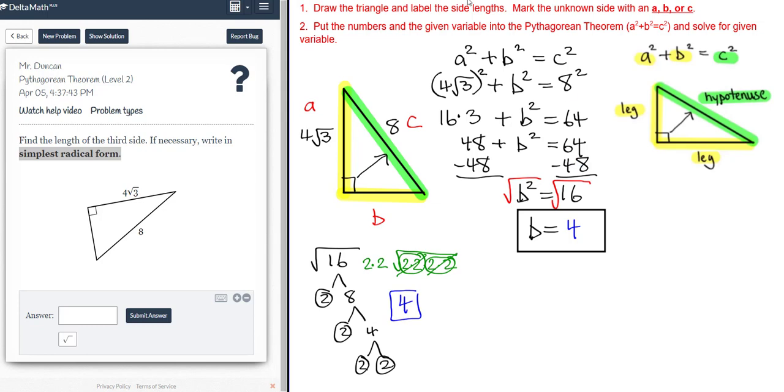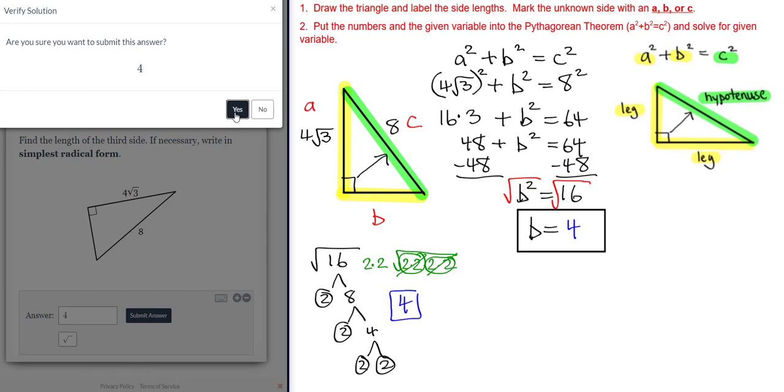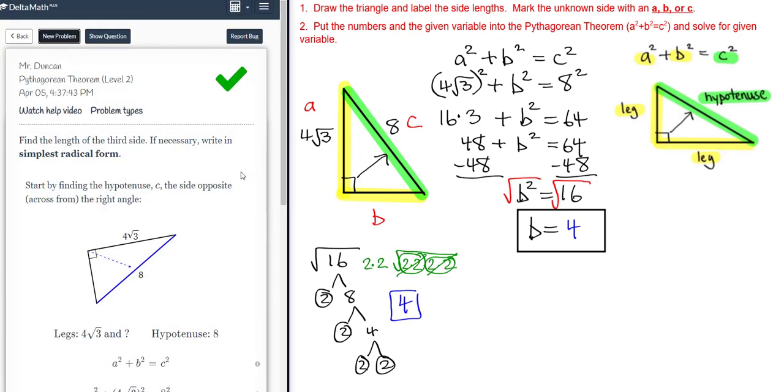Now we're going to go back to Delta Math and check it out. Again, green check mark is good. Red X isn't bad, but if you get a red X, again, I want to caution you, slow down and find out why you got it wrong. Let's see how we did. We got it. Hopefully you found this helpful.